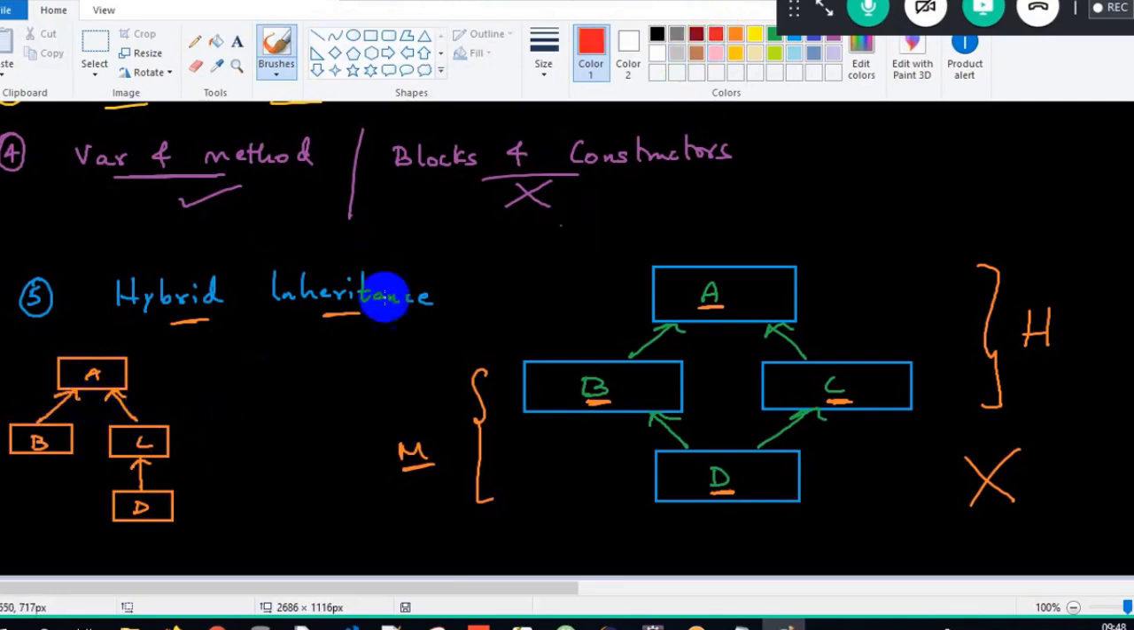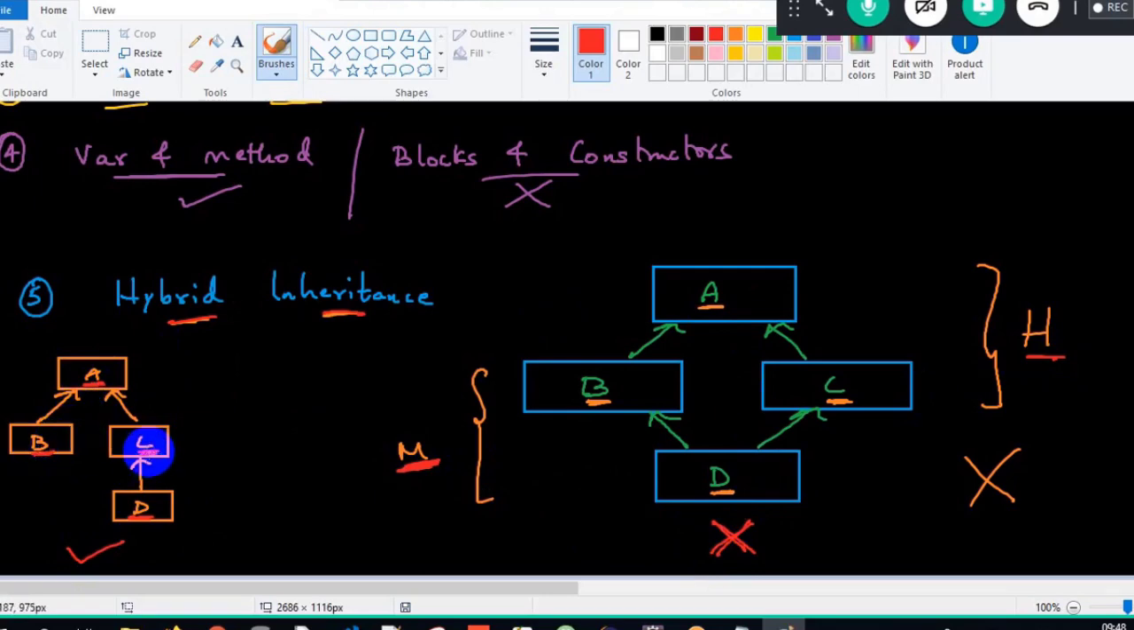Why? If you closely observe, A and B are in single level. A, B, C are in hierarchical. A, C, D are in multi-level inheritance. So this hybrid inheritance is supported, but this hybrid inheritance is not supported. Why? In this specific hybrid inheritance, it is making use of hierarchical and multiple. Since multiple is not supported, this way is not possible. But this hybrid inheritance is possible. Why? Because it's making use of single level, multi-level or hierarchical.